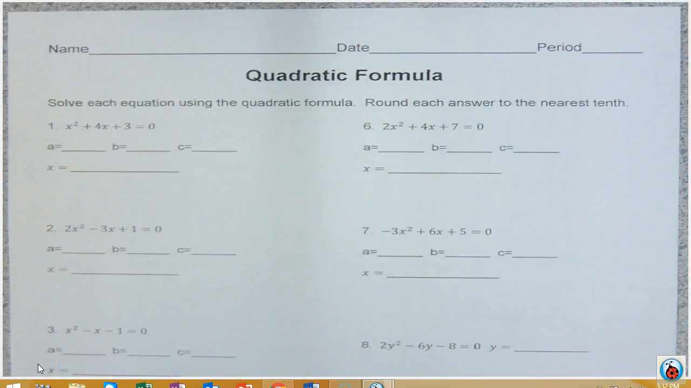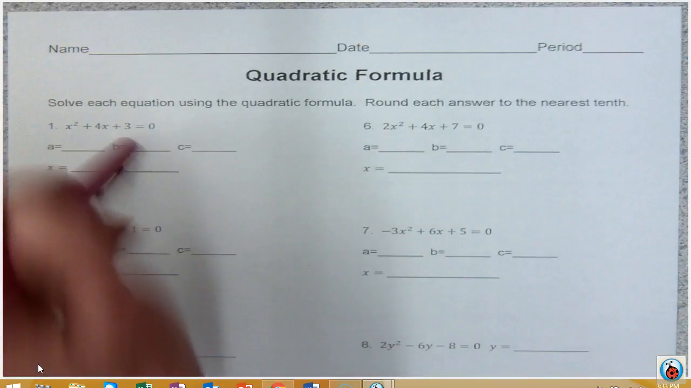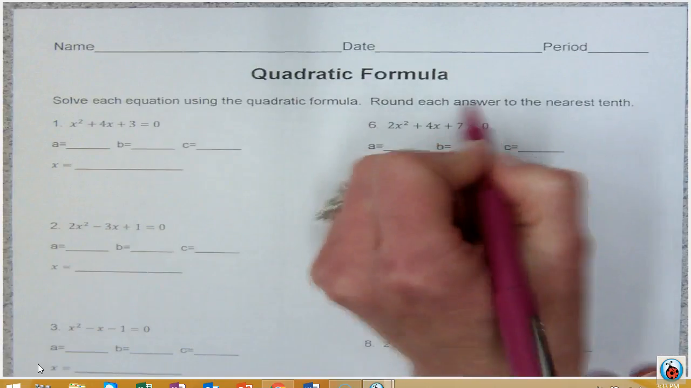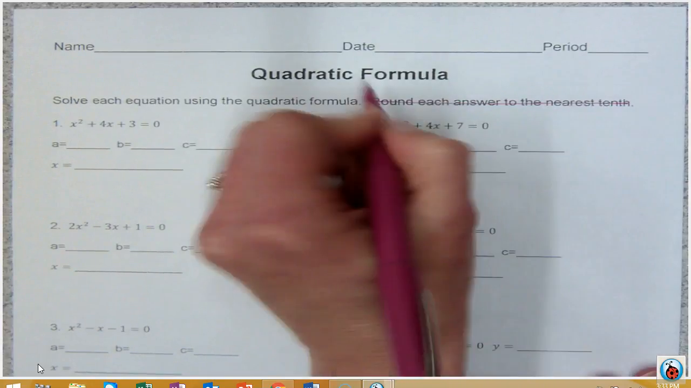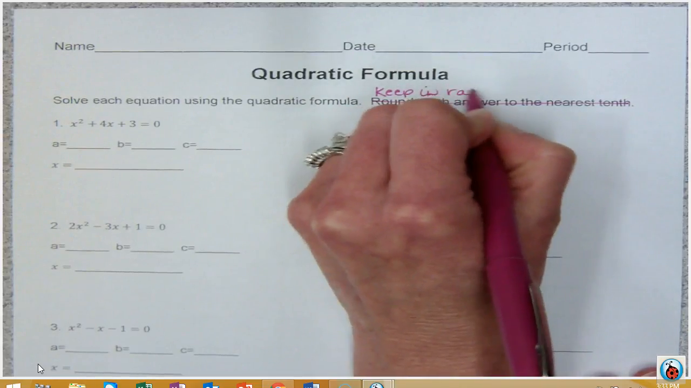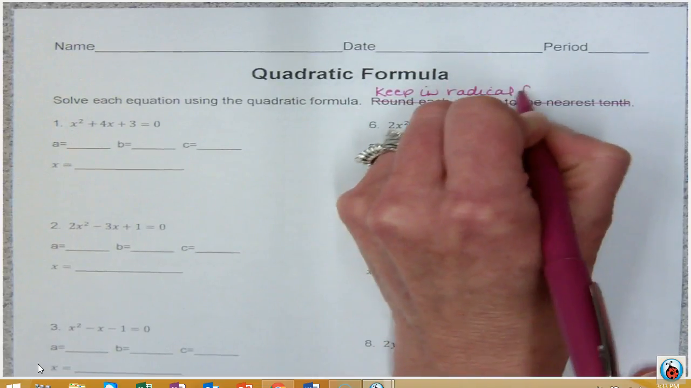Alright guys, here are the first four problems, or yeah, the top four problems for the homework. Okay, so solve each equation, and I want you guys to keep it in radical form.